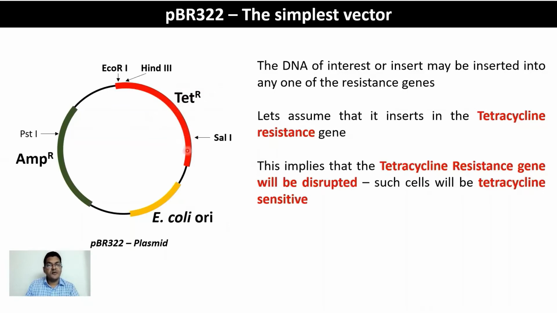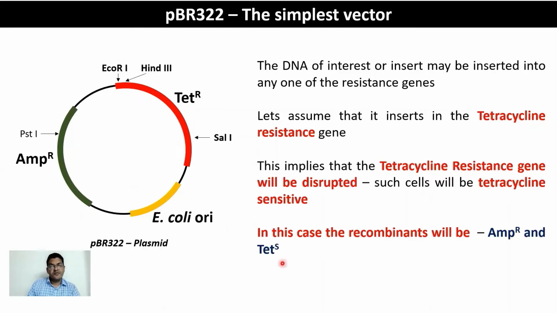This gene is inactivated. However, ampicillin resistance is intact. So in this case, the recombinants will be ampicillin resistant and tetracycline sensitive, right? And this is a strategy that can be used to identify your recombinants.